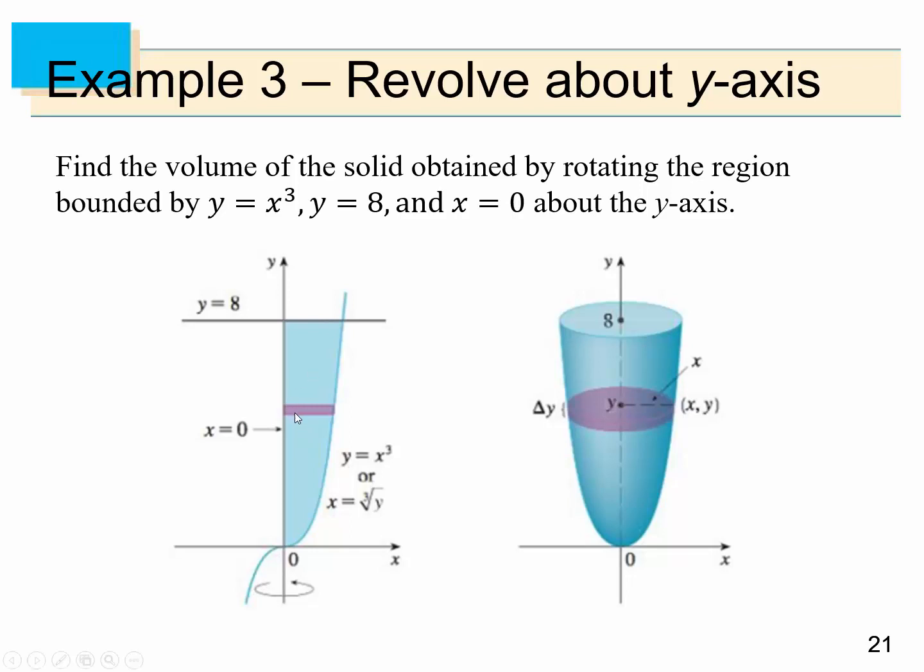Okay, well that's fine. But then how do I figure out this width, right? This width is x, but that doesn't help me because my thickness is going to be delta y. That's going to be a change in y. And these things are going to roam up and down, right? So I'm going to have to integrate with respect to y. So I need to rewrite this thing in terms of y. So instead of y equals x cubed, I have to write it as x equals the cube root of y. And now this width of x is really just a width of the cube root of y.